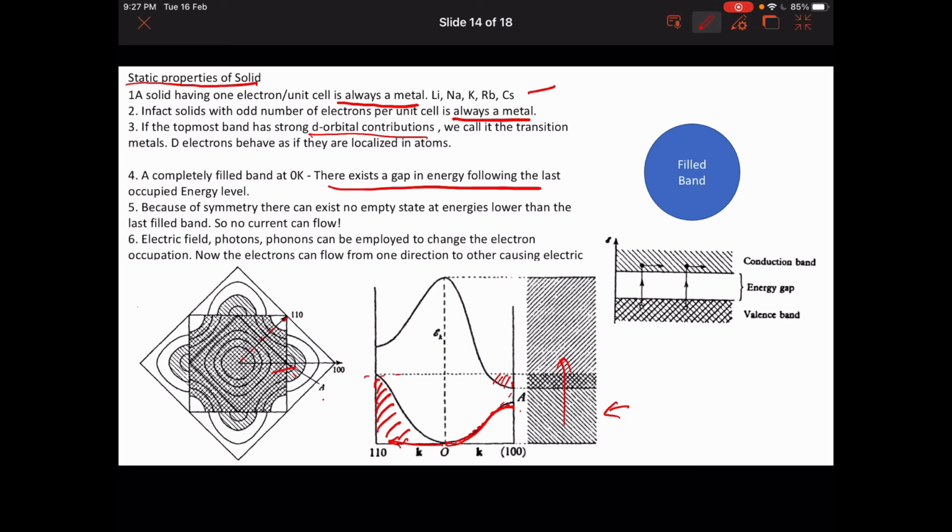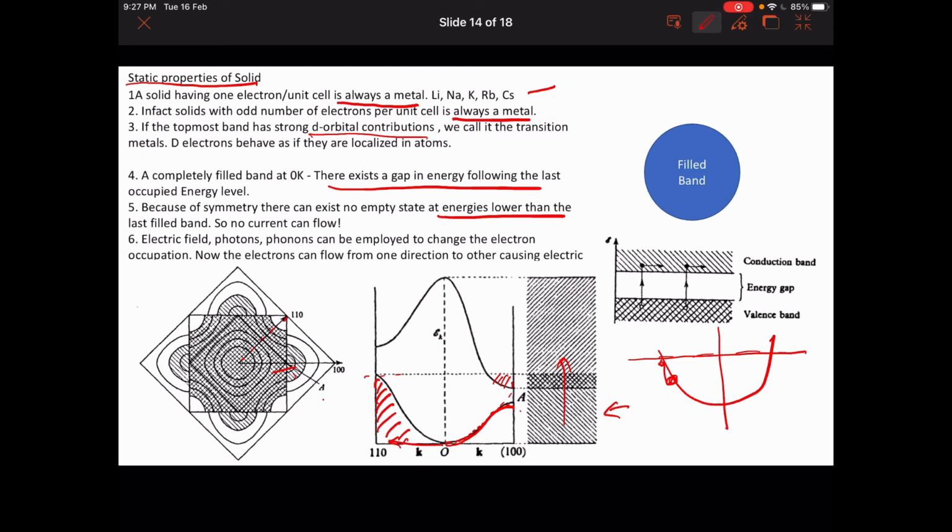Because of symmetry, there can exist no empty state at energies lower than the last filled band. So what we mean is, let's say we have a band like this, and this is the last filled band at 0 Kelvin. You cannot have an energy level which is vacant below the last filled band, right? Because it has to be symmetric. If this is vacant, an electron will fall down and fill this space, right? So basically it will lower the total energy. So because of symmetry considerations, there cannot be any empty state lower than the Fermi surface, so there cannot be any current flow.